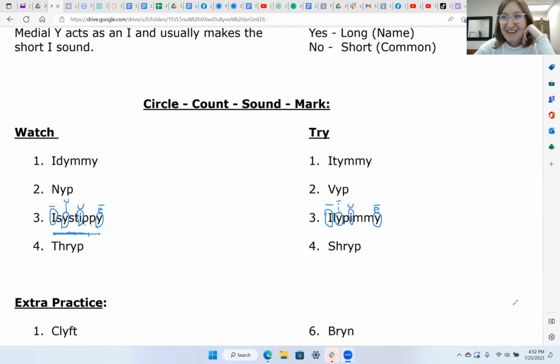I see everybody working hard on this one. It's a doozy. Here's what it's going to sound like. So this I is going to be long because there's a vowel 2 doors down. This I is going to be short because the next 2 letters are consonants. There's not another vowel 1 or 2 doors down. This Y at the end is going to make the long E sound. So when you pencil read it, we have I, O, I, P, I, E.